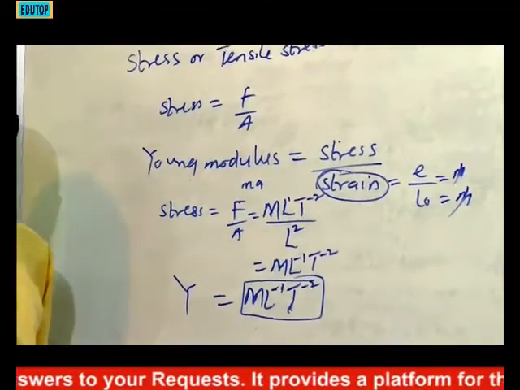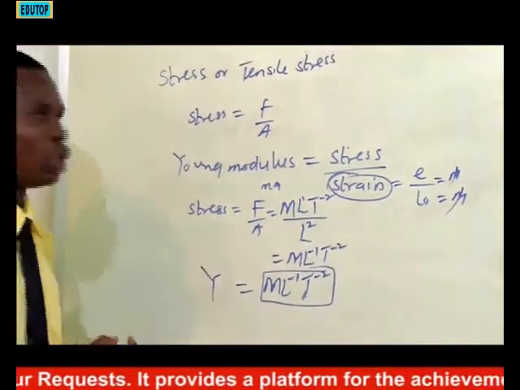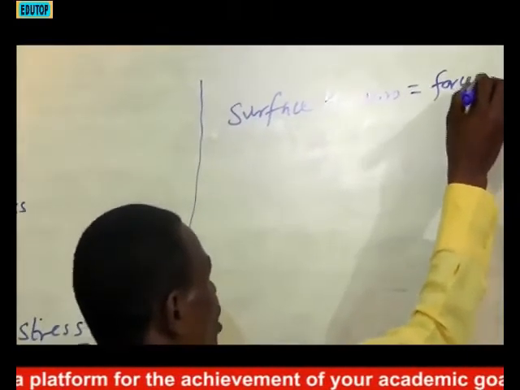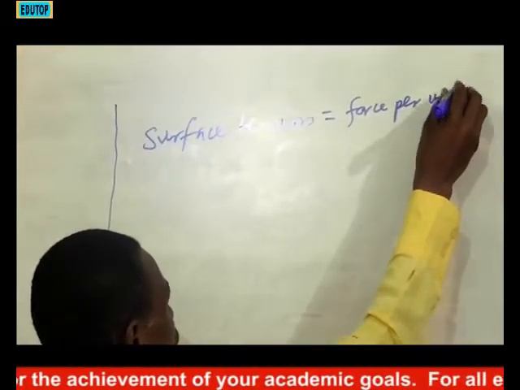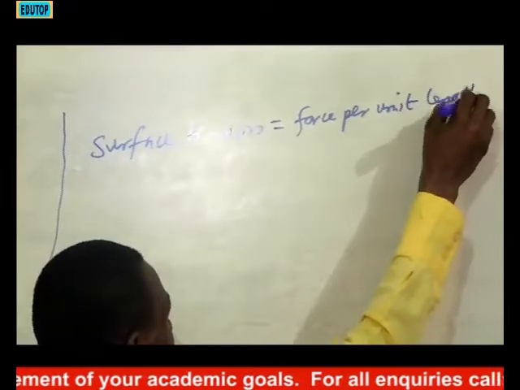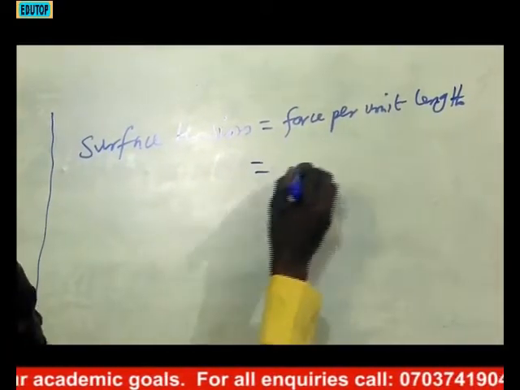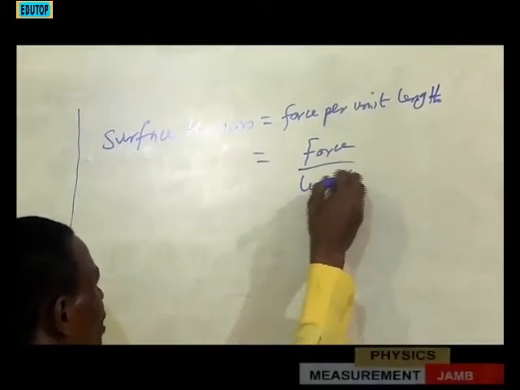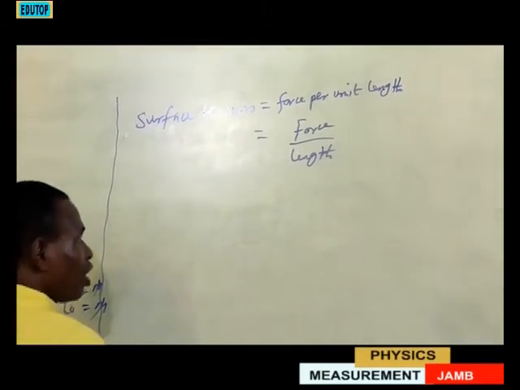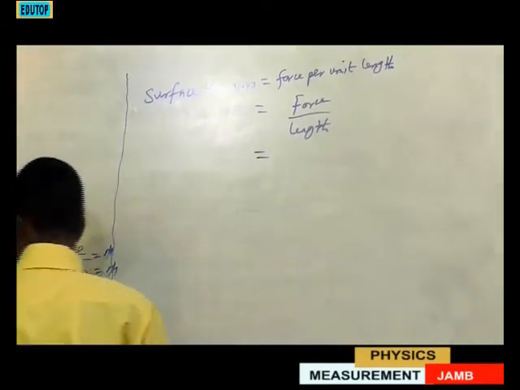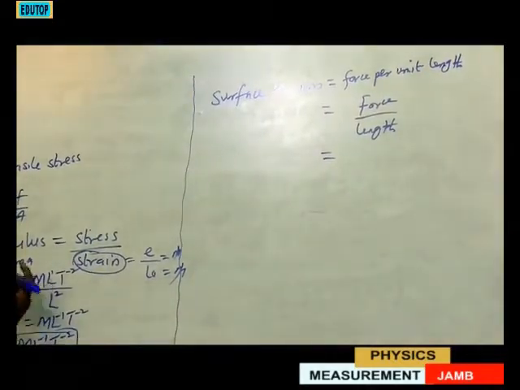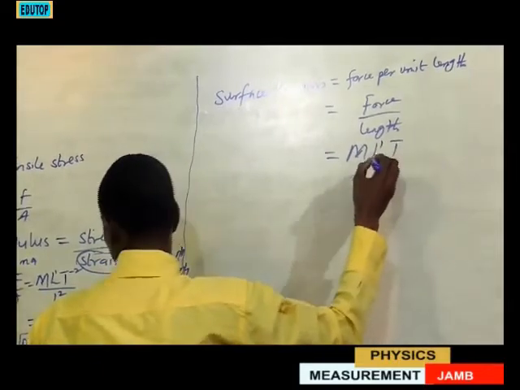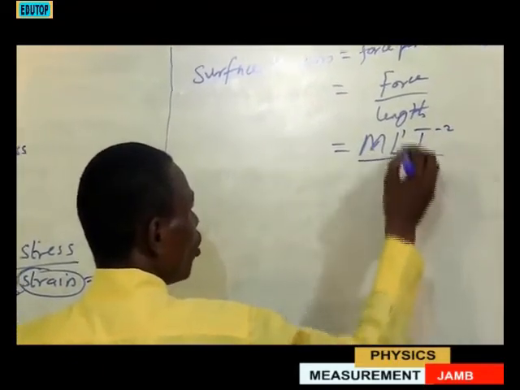Then let's quickly see that of surface tension. How do we define surface tension? Simply, it is force per unit length. And how do we write that? It's as simple as force over length. Can you see that? Force over length. And what is the dimension of force? From here it is M, L raised to the power 1, then T raised to the power minus 2, over length.